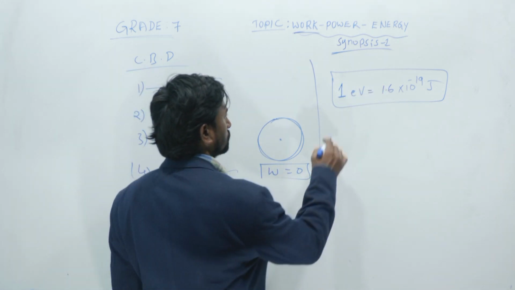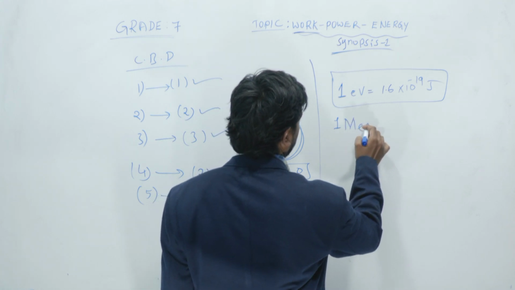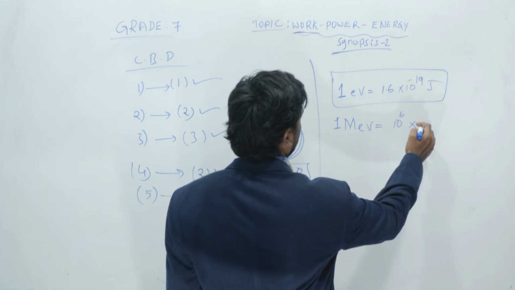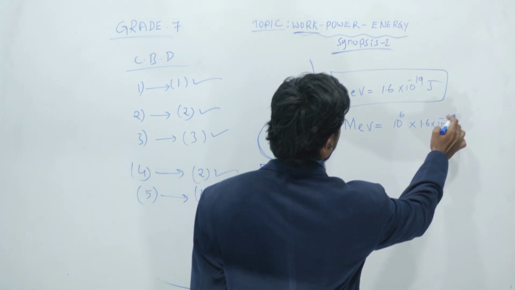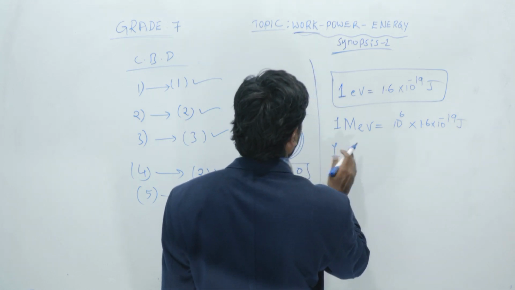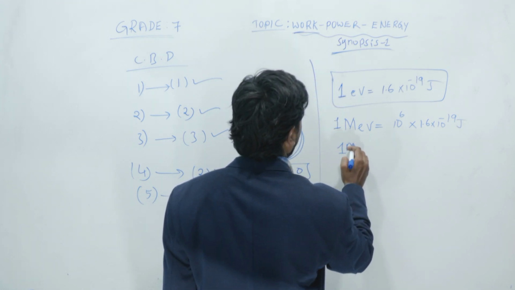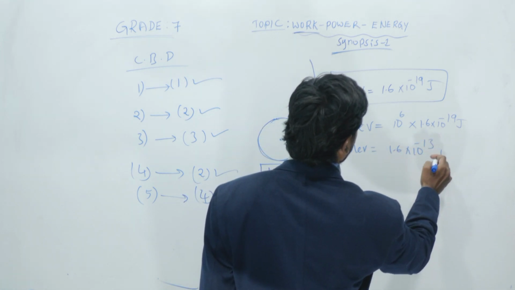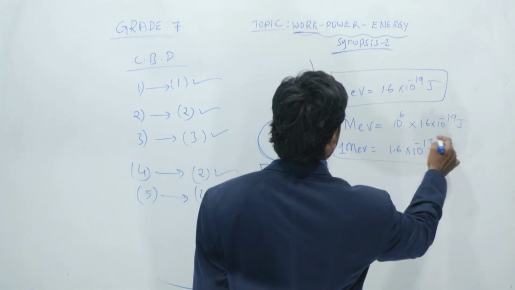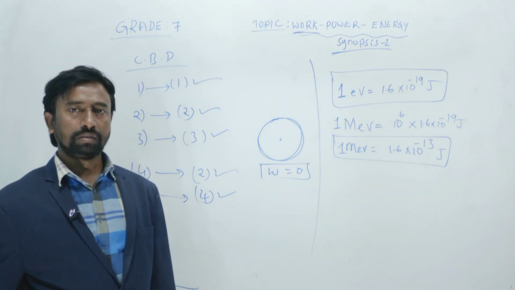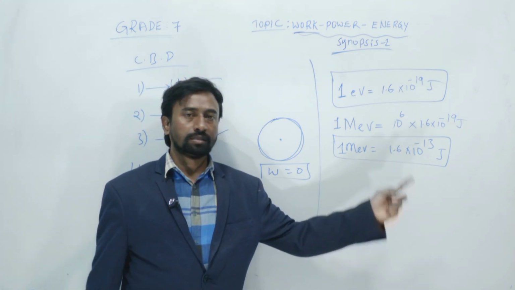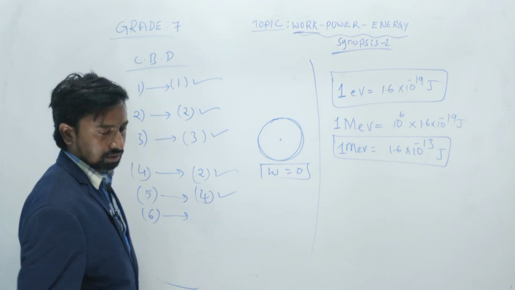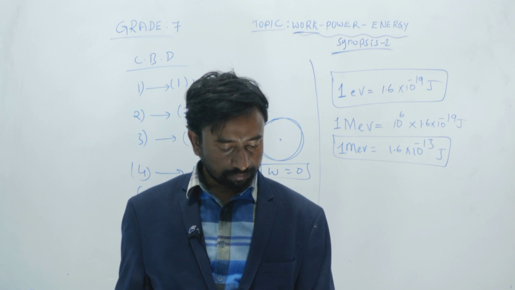They are asking about 1 mega electron volt. Mega means 10 to the power of 6, and 1 electron volt is 1.6 into 10 to the power of minus 19 joules. So 1 mega electron volt is equal to 1.6 into 10 to the power of minus 13 joules. Now we will see the options, the sixth one.